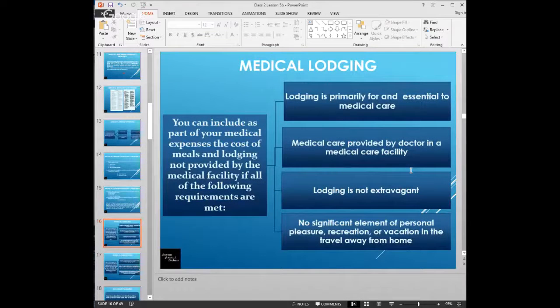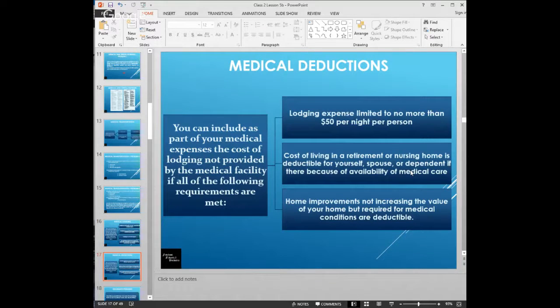Medical lodging. You can include as part of your medical expenses the cost of meals and lodging not provided by the medical facility if all of the following are met. The lodging is primarily for and essential to medical care. Medical care is provided by a doctor in a medical care facility, and the lodging is not extravagant. No significant element can be for personal pleasure, recreation, or vacation in the travel away from home. Here are some additional requirements. The lodging expense is limited to no more than $50 per night per person.